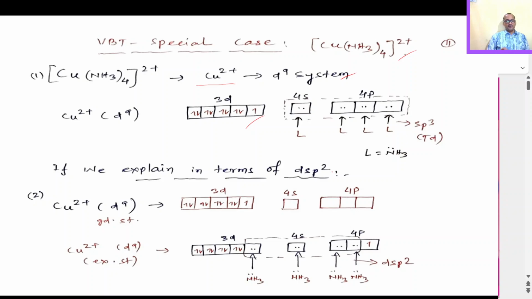And if we explain in terms of dsp2 hybrid orbitals, what will happen? Since ammonia is a strong ligand, one of the d electrons will go for pairing, making one d orbital available. So we have one d orbital, one 4s orbital, and 2 of the 4p orbitals. They will undergo intermixing, giving rise to 4 equivalent dsp2 hybrid orbitals. And we have 4 ammonia ligands. These ammonia ligands will donate their pair of electrons to the vacant dsp2 hybrid orbitals, forming the [Cu(NH3)4]2+ complex. Here we have a dsp2 hybrid, meaning it should have a square planar complex.